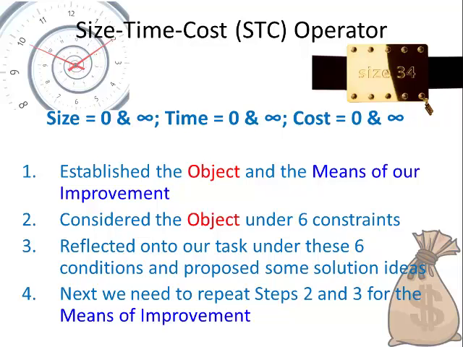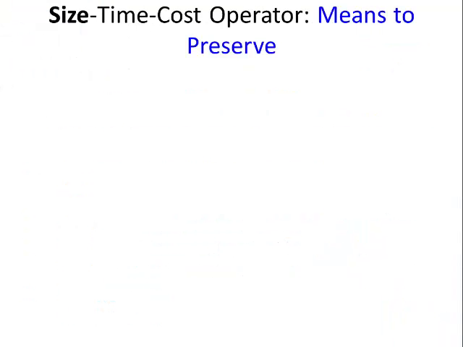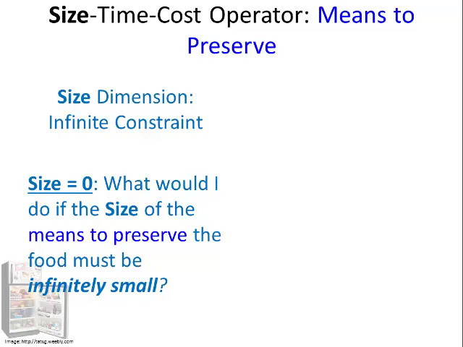Well, we've done our reflection for the object of improvement, for the food. Now we need to consider the means of improvement and repeat step 2 and step 3 of the procedure, considering the means for preservation of food. As before, we start with the size constraints. First of all, the size of 0 condition is considered. You may remember that this was a condition of no constraint when we looked at the food.